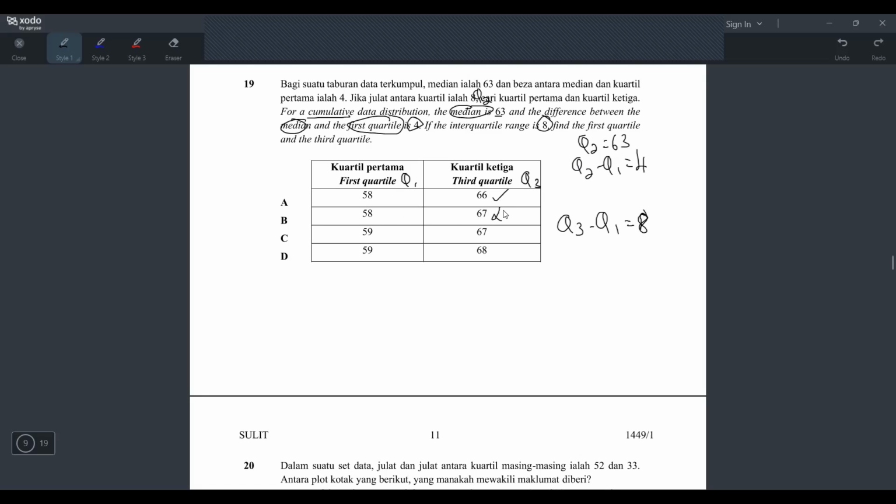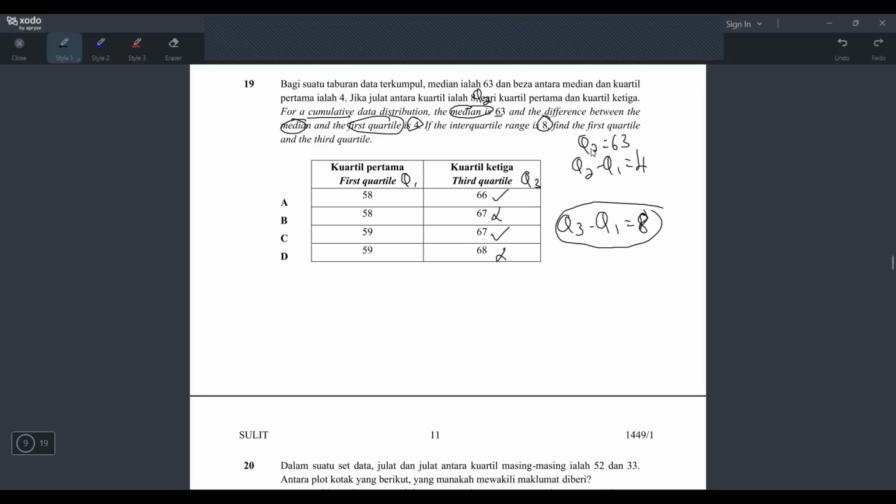What about 67 minus 58? Not 8, so this one is wrong. What about 67 minus 59? Let's press calculator. 67 minus 59 is 8. So this one is possible. And then 68 minus 59, not 8. You get 9. So this one is wrong. So it's either A or C, right? But because they say Q3 minus Q1 has to be 8, why not we check with this, right?